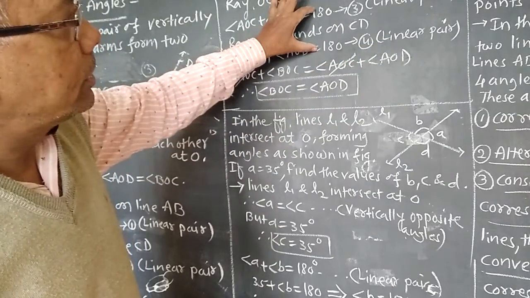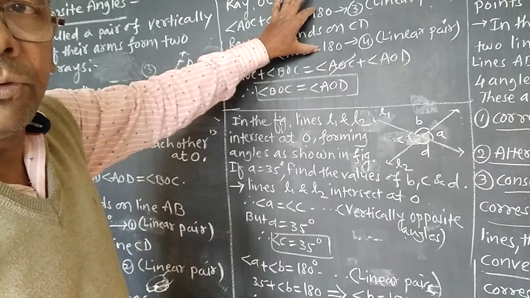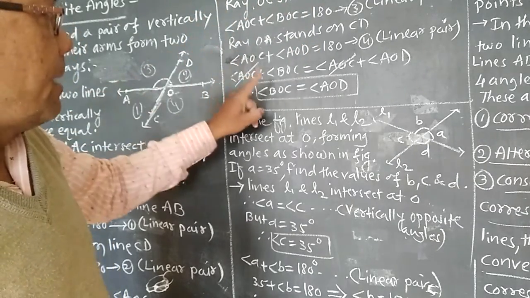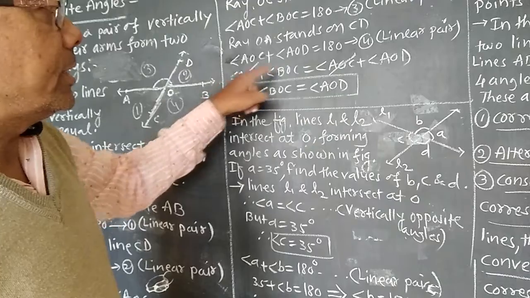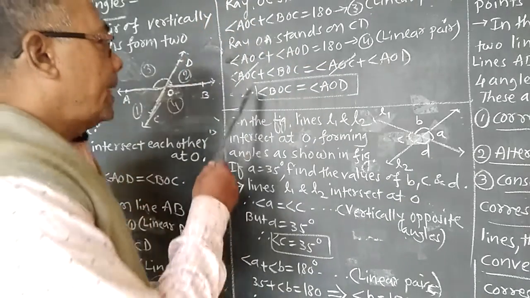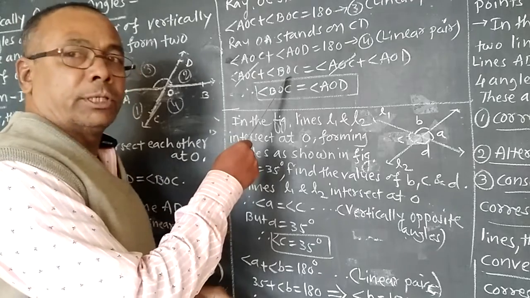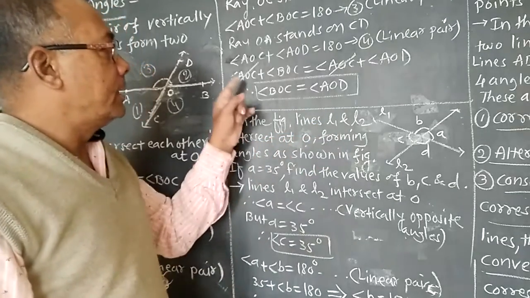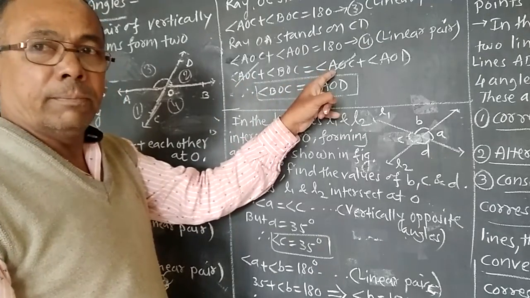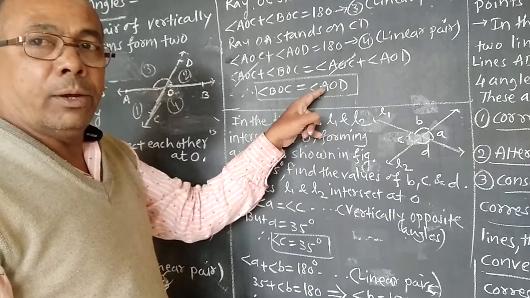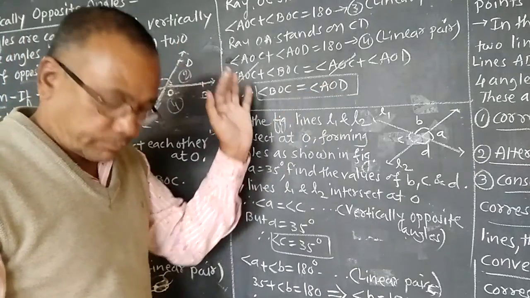Again, the RHS of equations 3 and 4 are equal. Therefore, the LHS must be equal. By equating the LHS of both equations, we get angle AOC plus angle BOC is equal to angle AOC plus angle AOD. Here AOC will get cancelled, and we will get angle BOC equal to angle AOD.